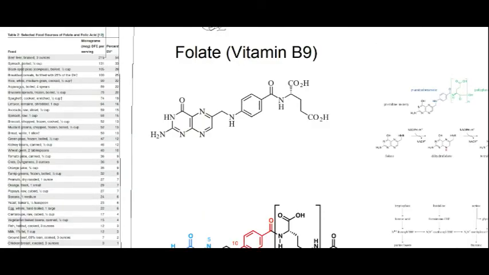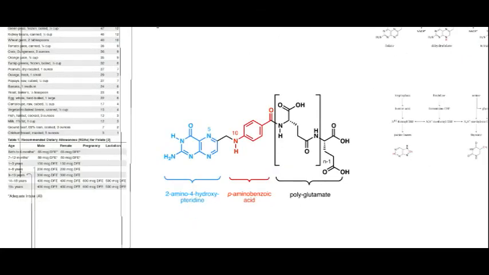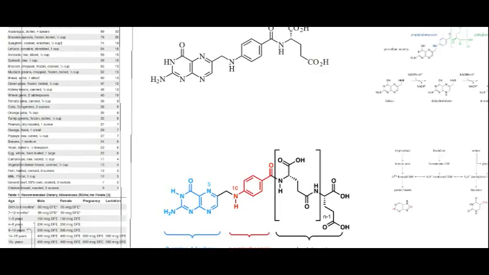So then the next one here is folate, and that can also be called vitamin B9. Folate has this 2-amino-4-hydroxy pteridine moiety, and then this p-aminobenzoic acid moiety. And then it can have a varying number of these glutamates bound to it. I believe it always has at least one, but then it can have a varying number of these other glutamates here.